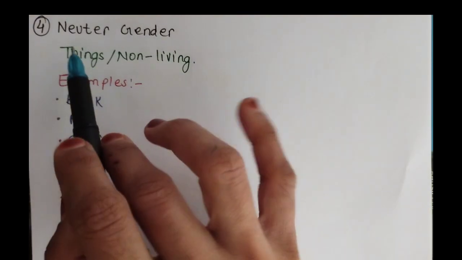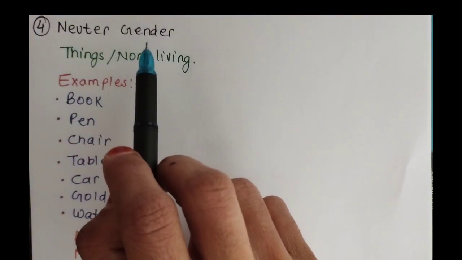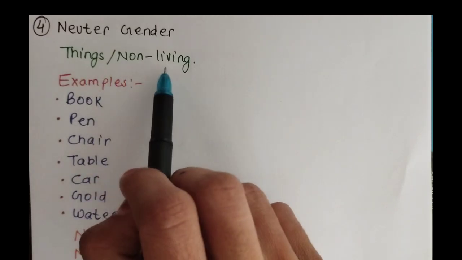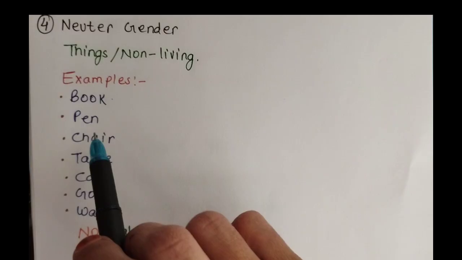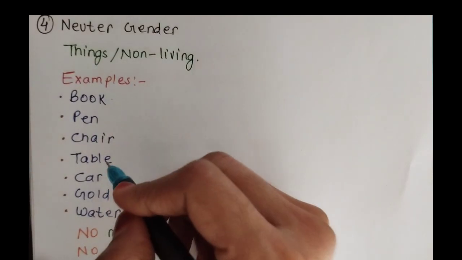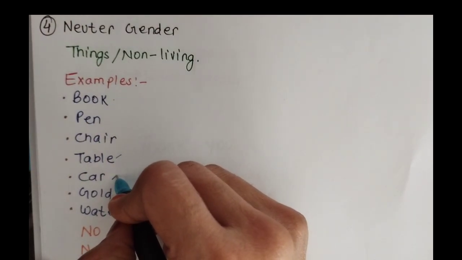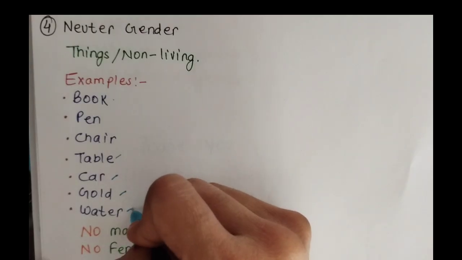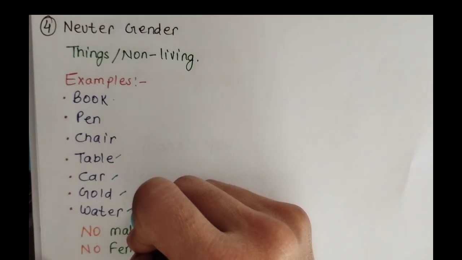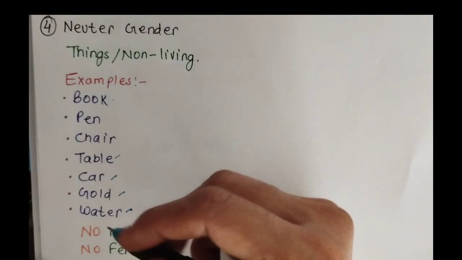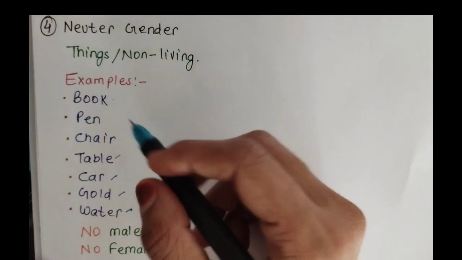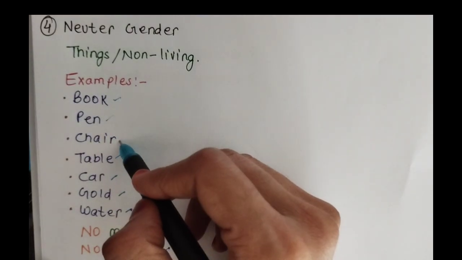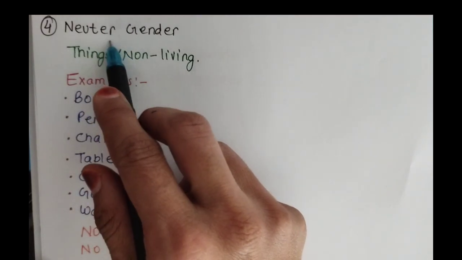The last one is the neuter gender. Neuter gender is used for things or non-living things. For example, book, pen, chair, table, car, gold, water. These are things or non-living things. They come under the neuter gender. That is, they are not male or female. We cannot identify whether it's male or female because these are non-living things. So they all come under the neuter gender.